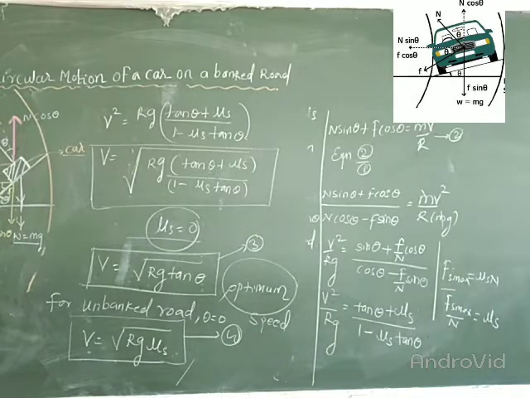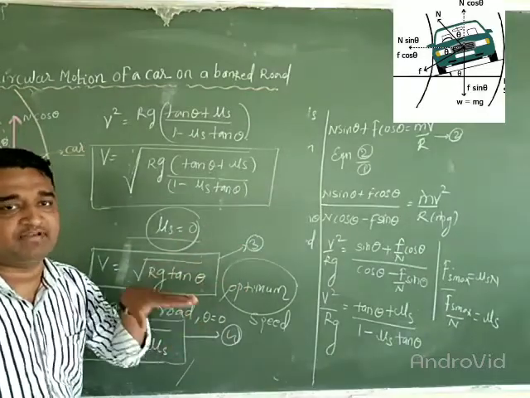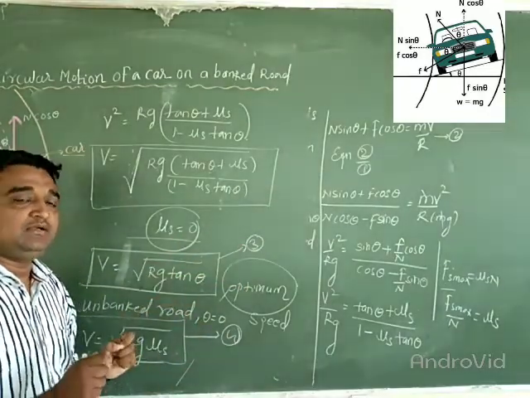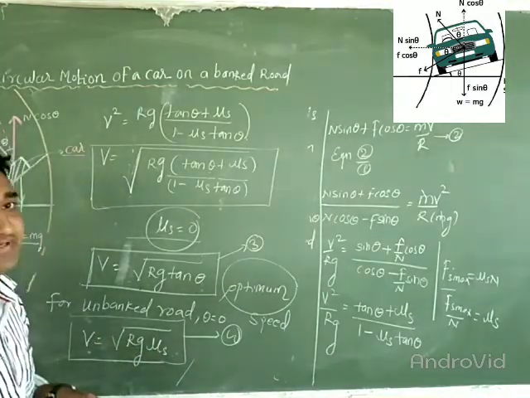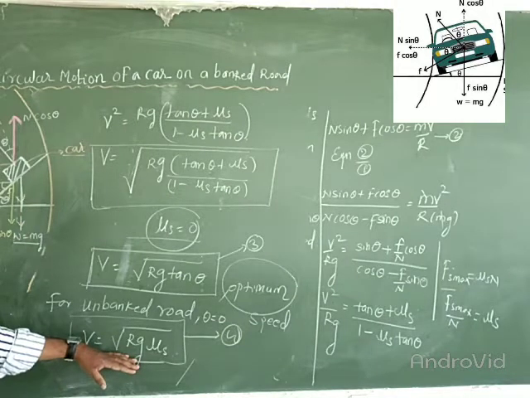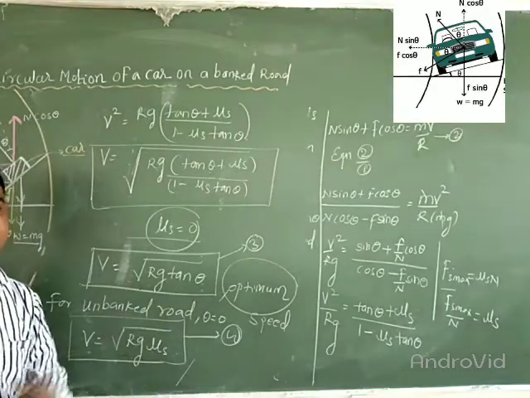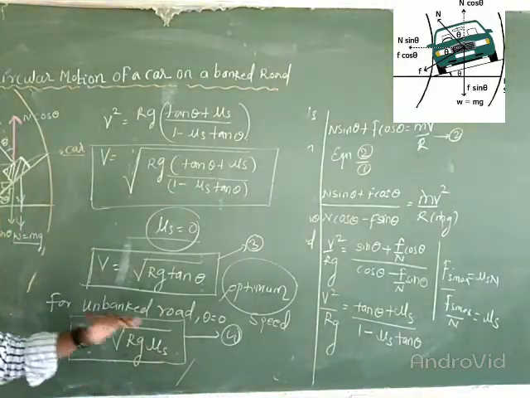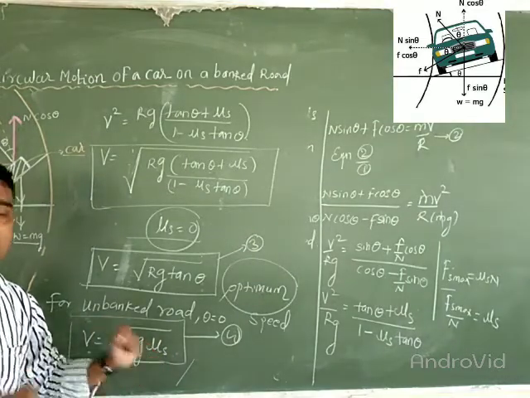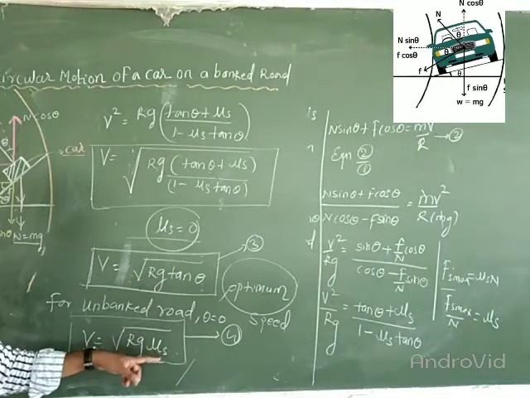So therefore here, equations 3 and 4: equation 3 gives the maximum safe speed of a car on a banked road, right? Above which, if you are moving with a higher speed, then the vehicle may skid. And this one, square root of rg into mu s, is the maximum safe speed on an unbanked road, that is the flat road or the level circular road. Above this speed, again the vehicle may skid. So based on these two equations, we calculate the maximum safe speed of a car on a banked road and an unbanked road.